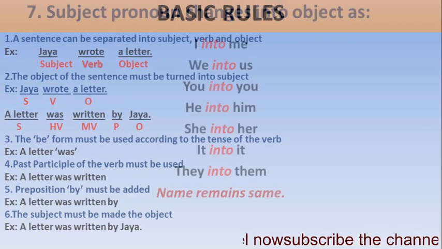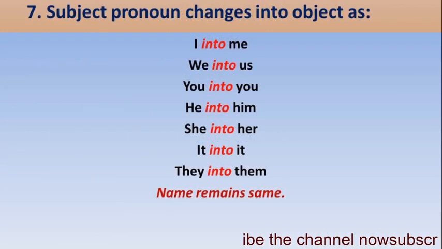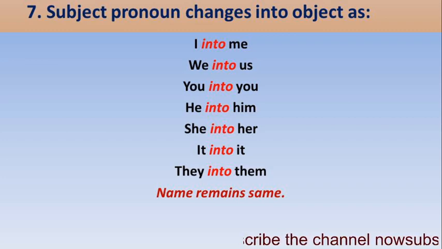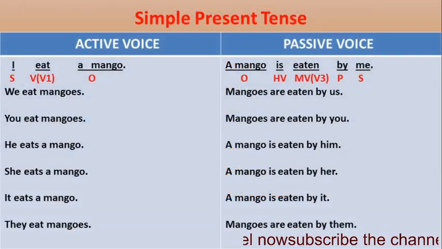Let's look at subject pronouns, how they change into object. I changes into me, we into us, you into you, he into him, she into her, it into it. It remains the same. They into them. And one more very important thing to be remembered is that a name remains the same. There is no change in the name. Then look at the examples with respect to the simple present tense.